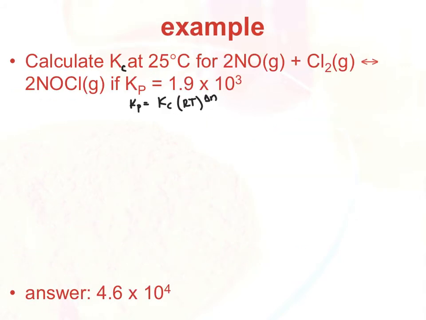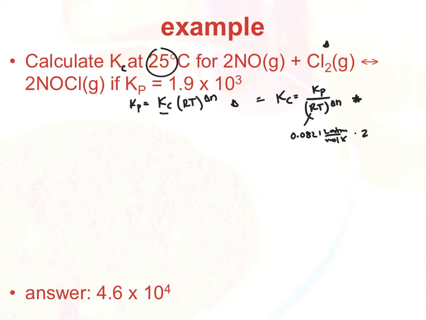So here they're asking us to calculate our Kc value at 25 degrees C for this reaction. Now notice they've given us Kp and they want us to solve for Kc. So we're going to have to manipulate this equation to solve for our Kc. So now that we've manipulated that equation here, we're going to go ahead and solve for Kc. First of all, we know our constant, 0.0821 liter atm per mole Kelvin. We know this value. We know that our temperature for 25 degrees C in Kelvin is going to be 298 Kelvin. So we also know that constant.